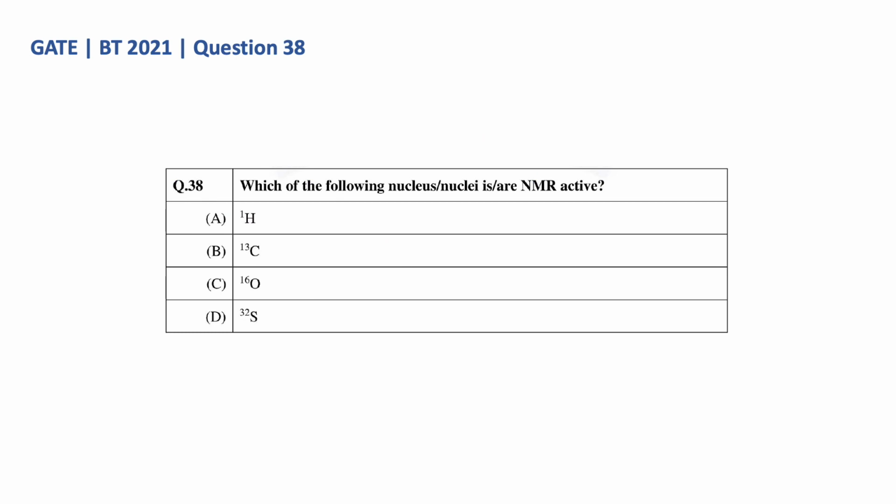Hello all, let's learn about question number 38 from GATE Biotechnology 2021 paper. So the question is, which of the following nucleus or nuclei is or are NMR active? Option A, 1H, which is a proton, protium, option B, 13C, option C, 16O, and option D, 32S.